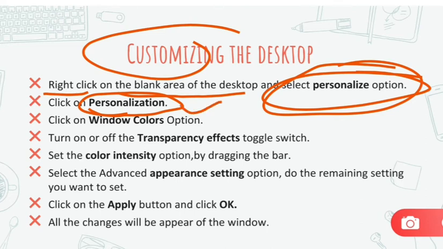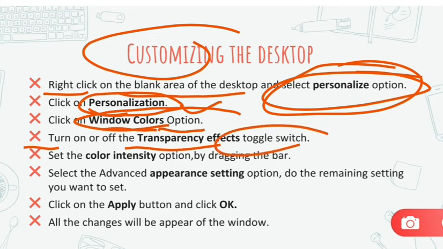Once you have clicked on Personalization, then Windows, many options will appear on the screen. You have to click on Windows color if you want to change some color. Then, once you have chosen the Windows color, you have to turn on the transparency effect with the help of the toggle switch.